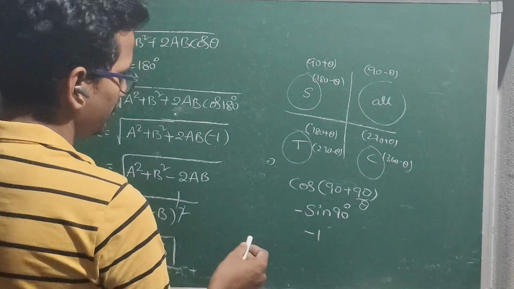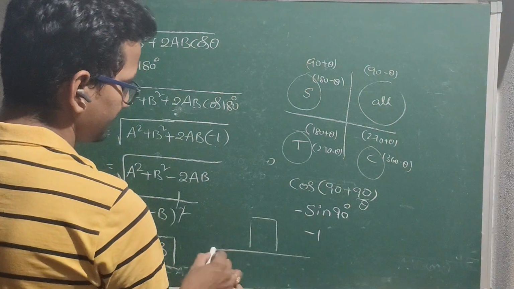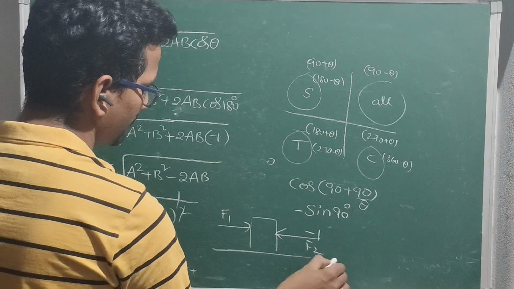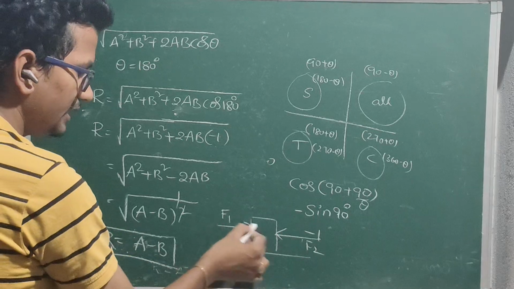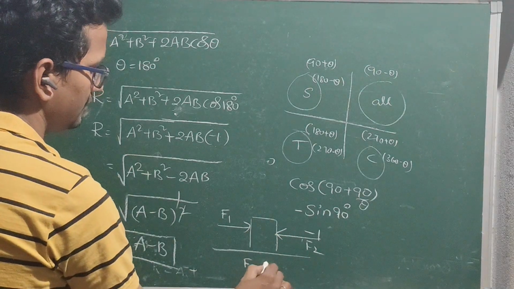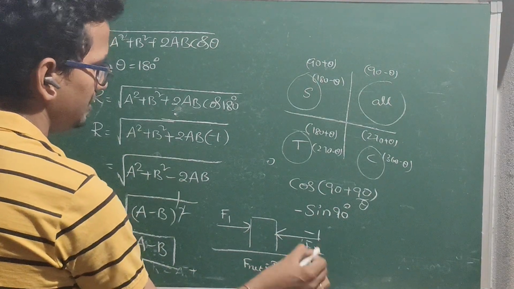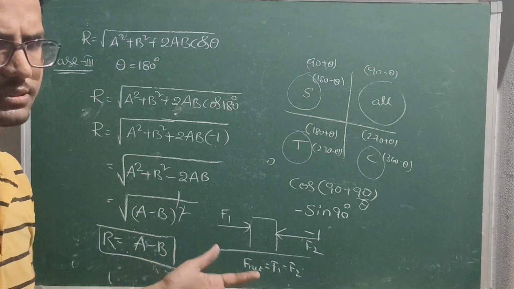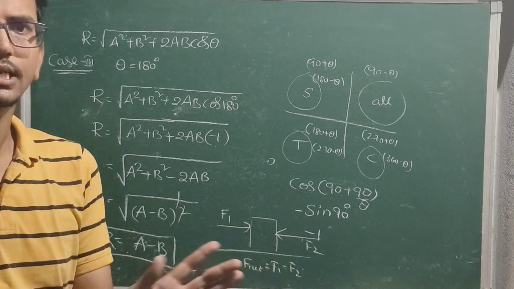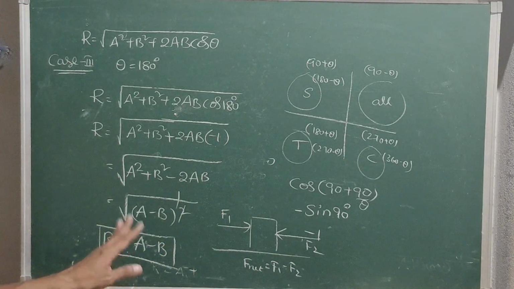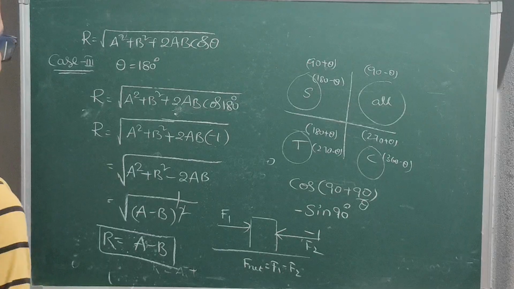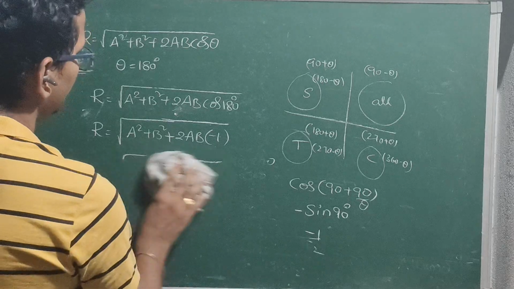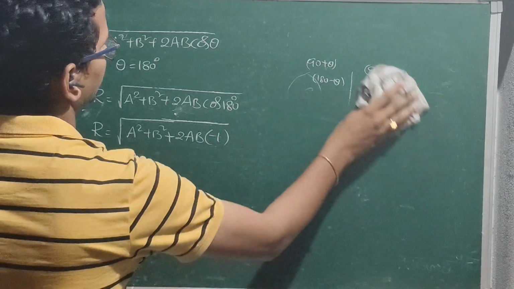What happens, for example, if a block is taken? If the F1 force is acting, and in the opposite direction, at 180 degrees, F2 is also acting, what happens? Those forces get subtracted. That's F net is equal to F1 minus F2, or F2 minus F1. Whichever value is more, that's the more value minus the lesser value. That's how we get the net force, by subtracting the values. And next one, the last case we'll discuss.